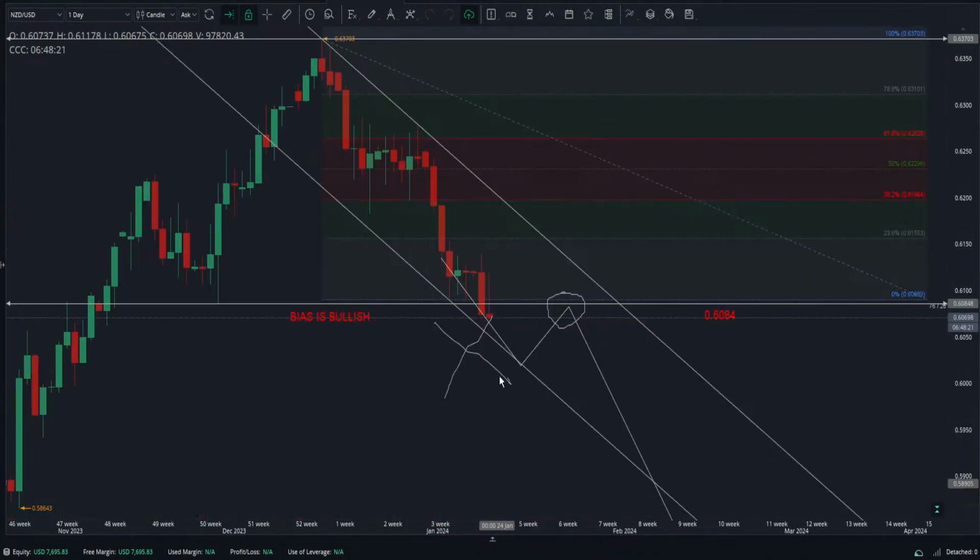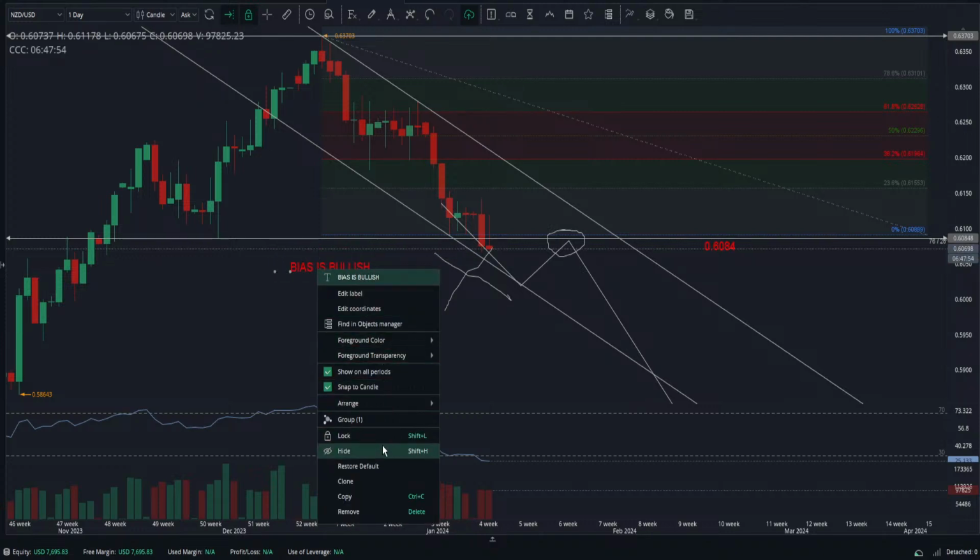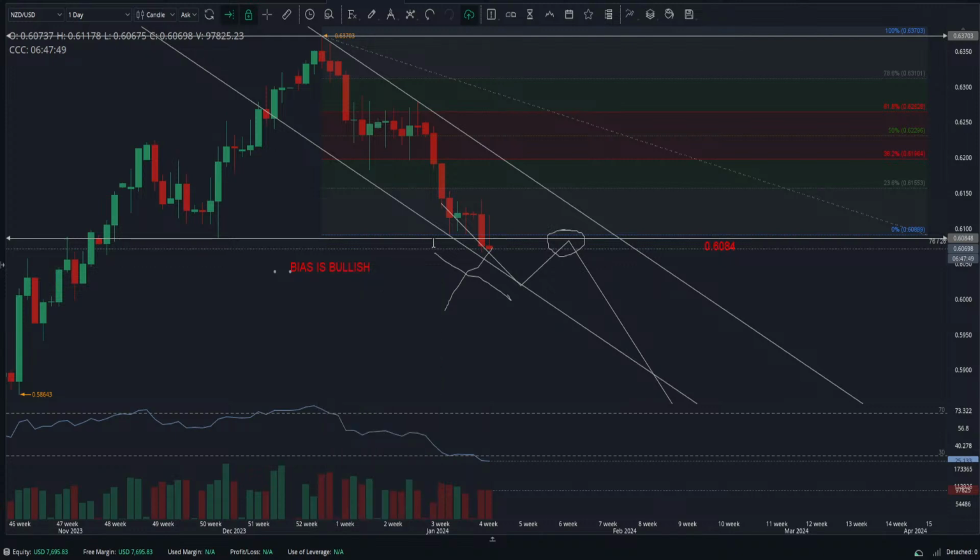What about the New Zealand dollar? Well, finally, the New Zealand dollar broke below this one, and it gave us an idea that this market is going to go sell. So now we have a clear picture of what is going to happen. Now, if the price closes below yesterday's candle today, we will definitely have a good resistance around 0.6084. Now, the bias has been changed from bullish to bearish. So please edit the label from bullish to bearish.